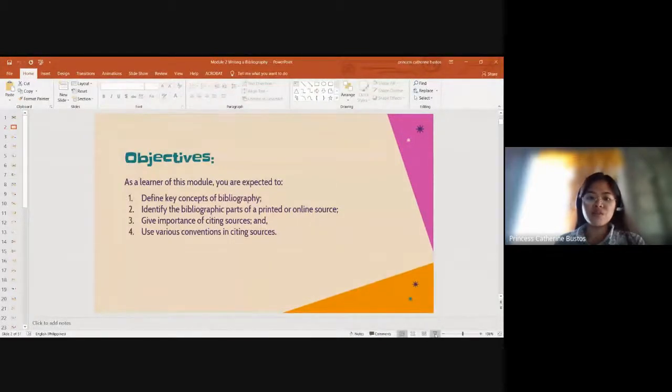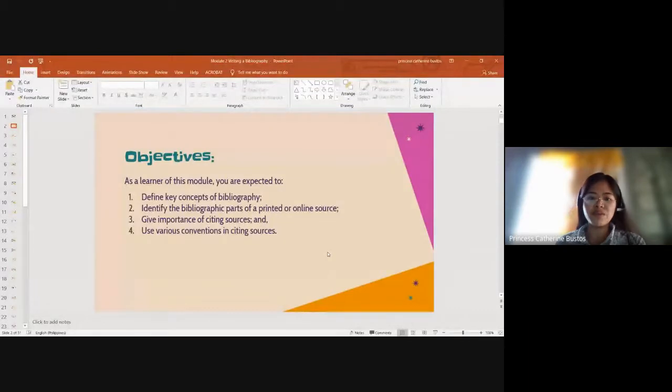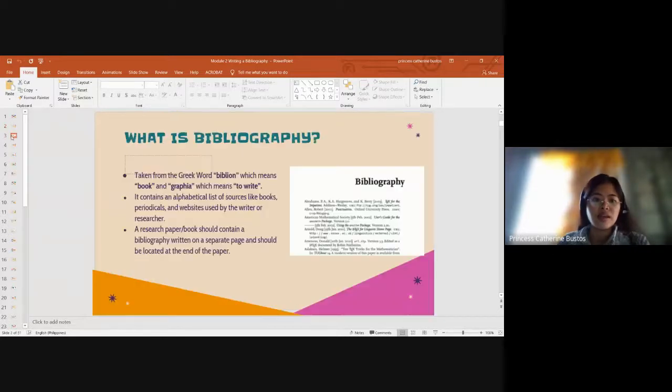As a learner of this module, you are expected to first define key concepts of bibliography. Number 2, identify the bibliographic parts of a printed or online resource. 3, give importance of citing resources, and lastly, use various conventions in citing resources. Okay. So what is bibliography?